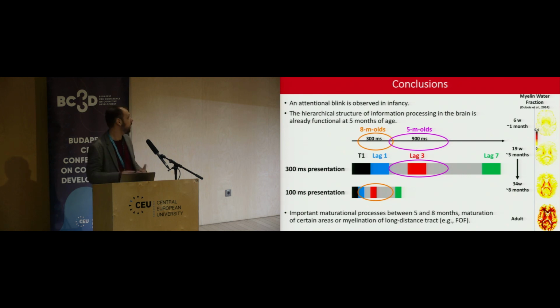There seem to be important maturational processes. And again, referring to imaging literature, especially the work of Jessica Dubois, it suggests that indeed there's a lot of myelination happening between 5 and 8 months, and in particular in terms of the communication, maybe between occipital and frontoparietal areas. So the next step would be to try to relate these 2 effects. Thank you.